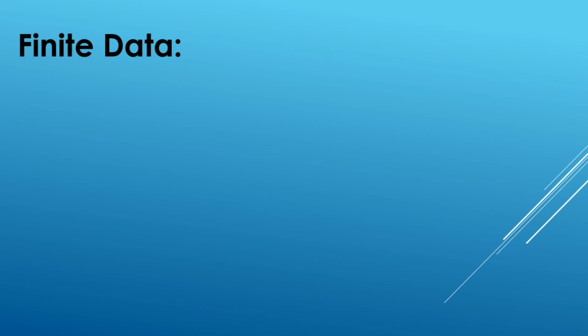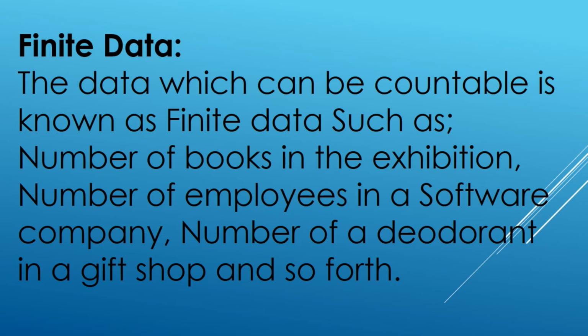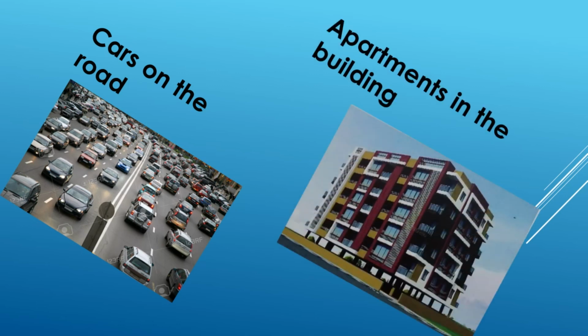Finite data. What is finite data? The data which is countable is known as finite data, such as the number of books in the exhibition, the number of employees in a software company, the number of deodorants in a gift shop, the number of students in the college, and so forth. Cars on the road and apartments in the building are also examples of finite data.